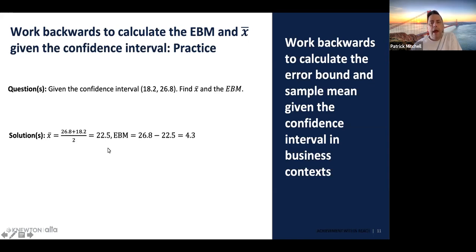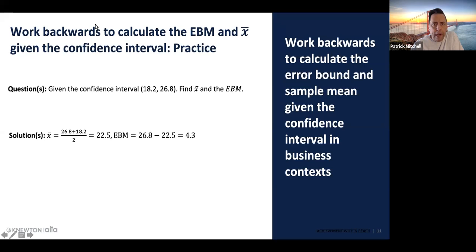And then the error bound, the margin of error for the mean, is the distance from the center of the interval to either of the limits, either the upper or the lower limit. So what they suggest is that you take the upper limit and subtract the sample mean. So in this case, the error bound for the mean is 4.3.